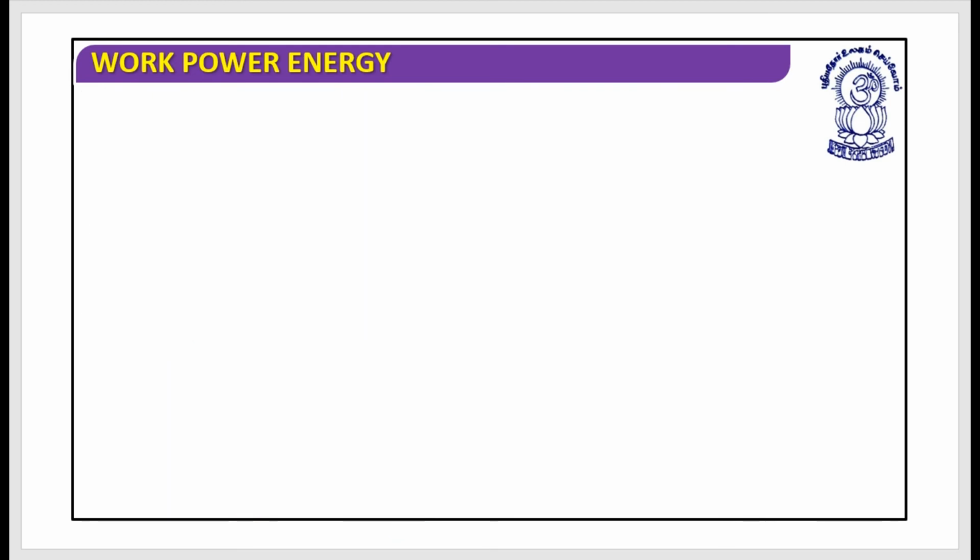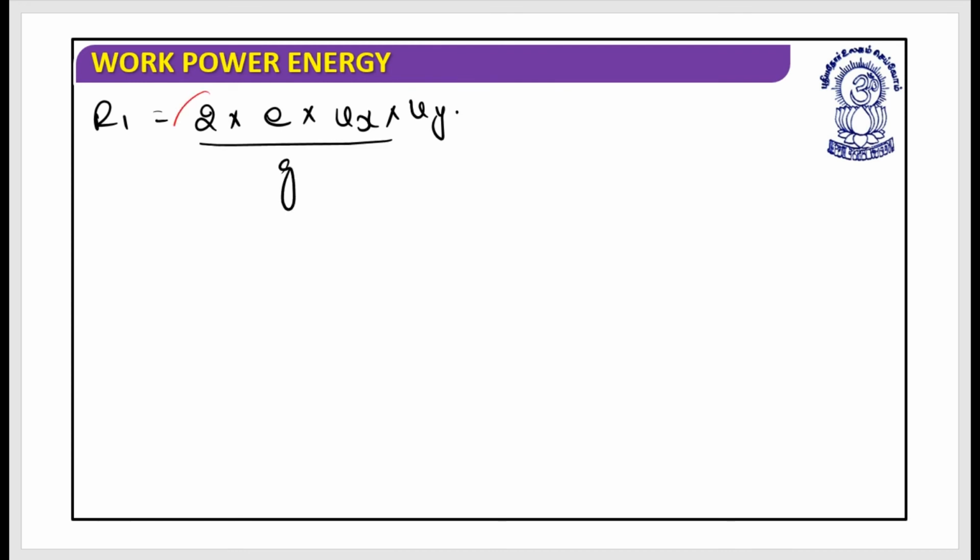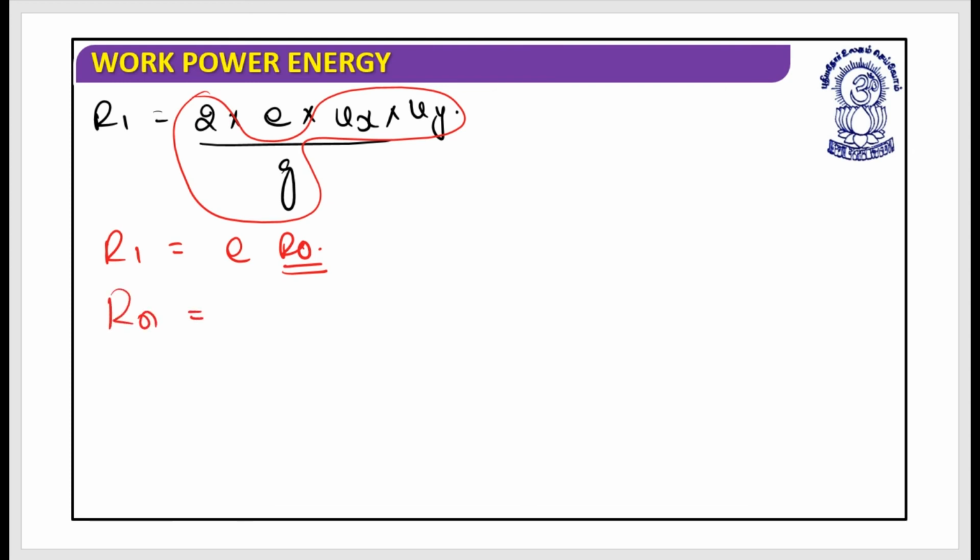So let's write it down. R1 is equal to 2 into e into ux into uy divided by g. So if I look at this, this is R naught, so this could be written as R1 is equal to e into R naught. This is the relation. And one very important thing is we can write like this: Rn could be written as e to the power n into R naught. I hope this is clear. So this is the relation.